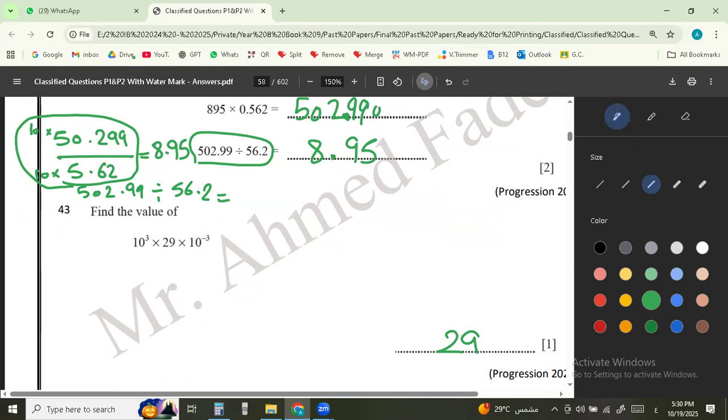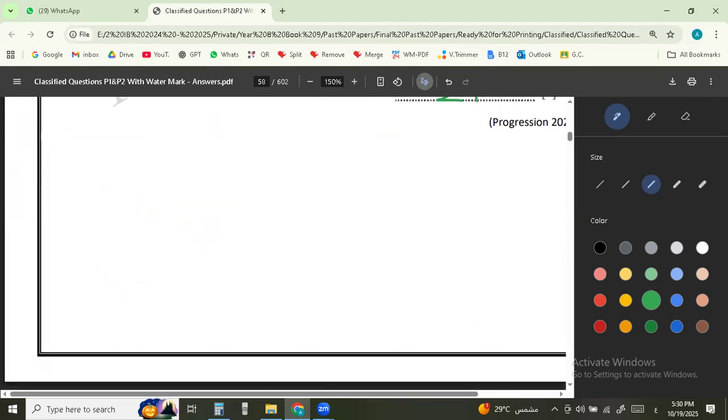I'm gonna multiply this by 1,000. Okay, so 29,000 times 10 to the power of negative 3, which means what? I'm gonna divide by 1,000, so divide by 10 to the power of 3, which gives 29. From the beginning, I know that 10 to the power of 3 cancels 10 to the power of negative 3, so I got 29 only left.